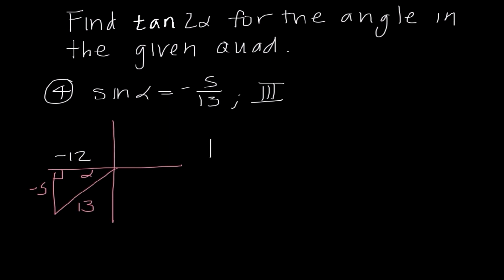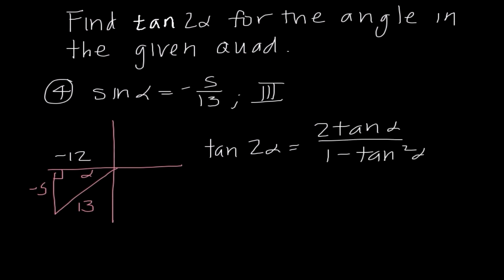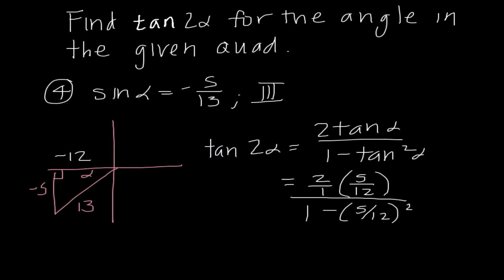So I know my tan formula is tan of 2 alpha equals 2 tan over 1 minus tan squared. So in this case, I have 2 over 1 times our tangent value is negative 5 over negative 12, which would be 5 over 12, over 1 minus 5 over 12 squared. So when I multiply these together, 2 times 5 is 10, 1 times 12 is 12, over 1 minus 25 over 144. And I'm going to go ahead and take us to a new screen so we can continue to work on this.